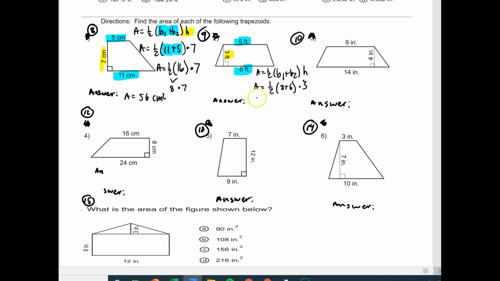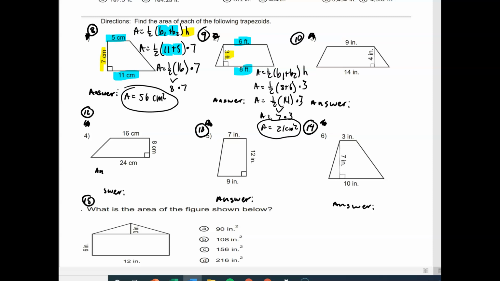So area is equal to 1/2 of what is 8 plus 6? Well, that is 14 together times 3. And again, it's a lot easier to take half of 14 than it is to do 14 times 3 and then take half of that. So half of 14 is 7, area is equal to 7 times 3. And then area is equal to 21 centimeters squared because that's what 7 times 3 is. Don't forget to circle your answers on your paper there.